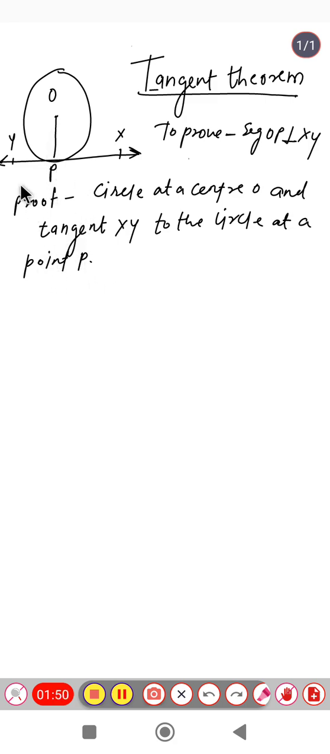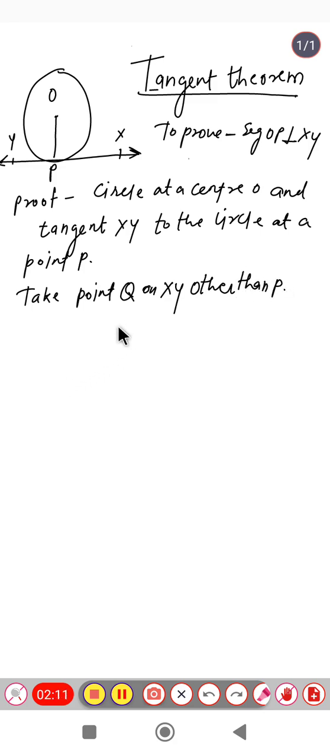So what we have to do is take a point Q on XY other than P and join OQ like this. So here this point should be Q, and we join this segment this way. So you can say that this is segment OQ.